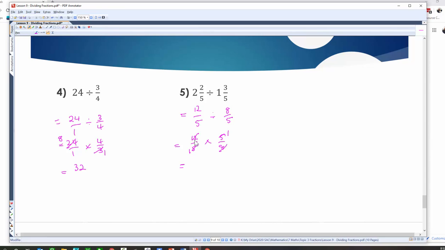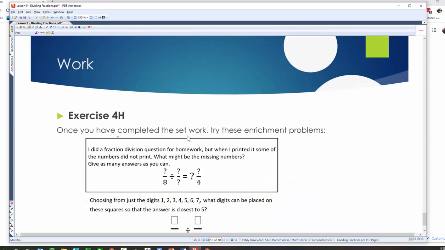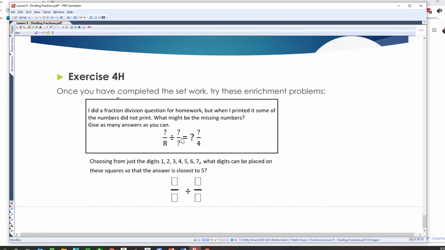8 and 12 are my next two. What will go into 8 that will also go into 12? 2 will, but it's best to get the highest possible number, and that's 4. So 4 will go into 8 2 times, and 4 will go into 12 3 times. Now we can multiply this out safely. 3 times 1 is 3, 1 times 2 is 2, which is 1.5, or 3 on 2 if you want to leave it like that. All right, so that's the end of the work there, and your task today is to go through 4H.